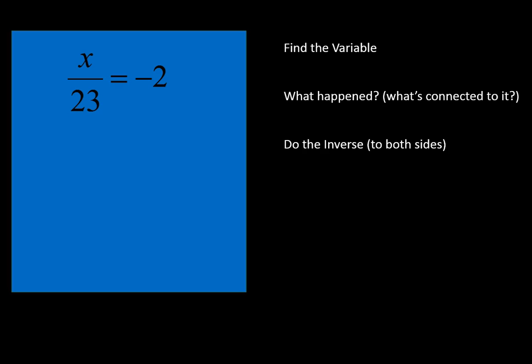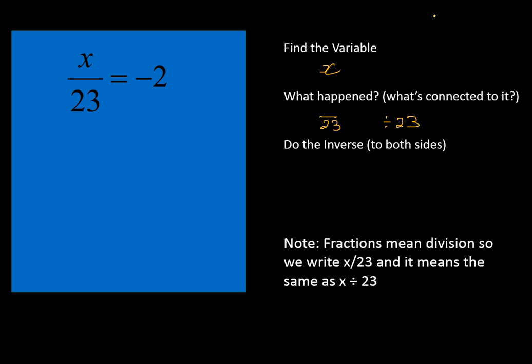Let's look at another question. X divided by 23 is equal to -2. When we have negatives, we follow the same exact steps that we do with positives. We find our variable, x. We say, what happened to it? It got divided by 23. We can also write that as a fraction because fractions and division mean the same thing. We're going to do the inverse operation, or we're going to multiply times 23 to both sides of the equation.